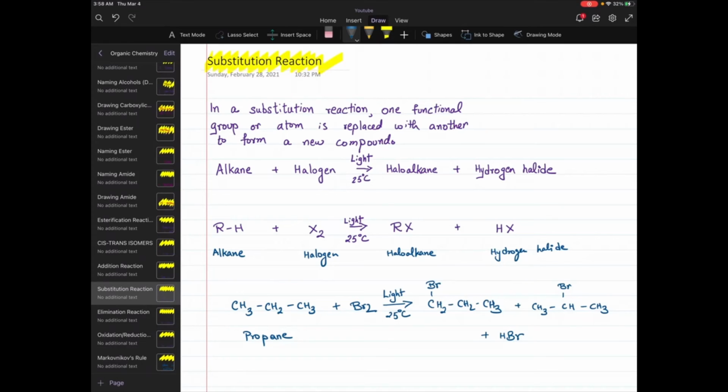And when we look at the next lesson on Markovnikov's rule, we will see which one would be the major isomer and which one would be the minor isomer. In other words, which one would be formed in greater quantities when this reaction progresses, when propane reacts with bromine to form bromoalkane. So we have two different isomers of bromoalkane and hydrogen bromide.